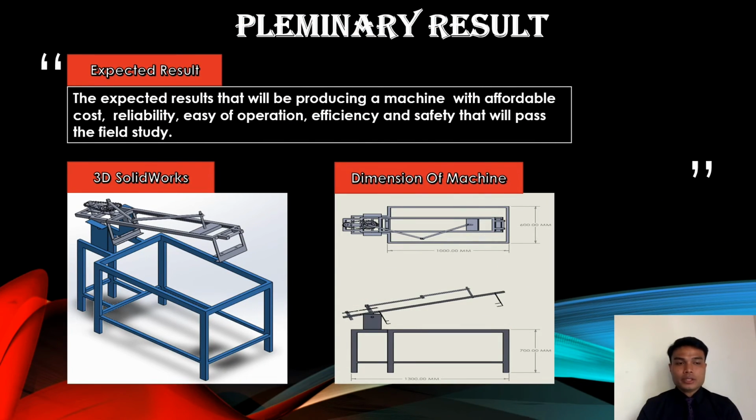Next, for the expected result. The expected result is a machine with affordable cost, reliability, ease of operation, efficiency, and safety that will pass the field of study. Here is the picture of the 3D SolidWorks model that has been designed, and the dimensions of the machine.